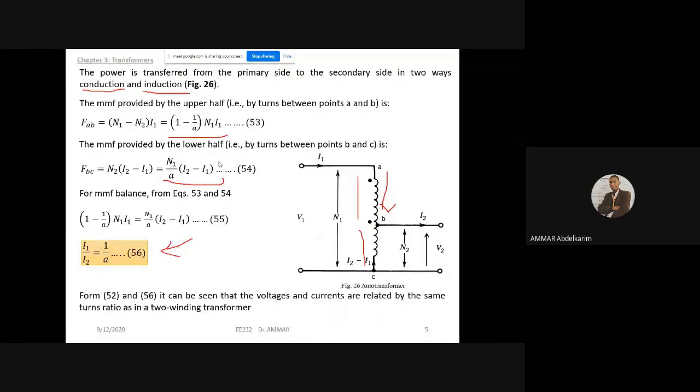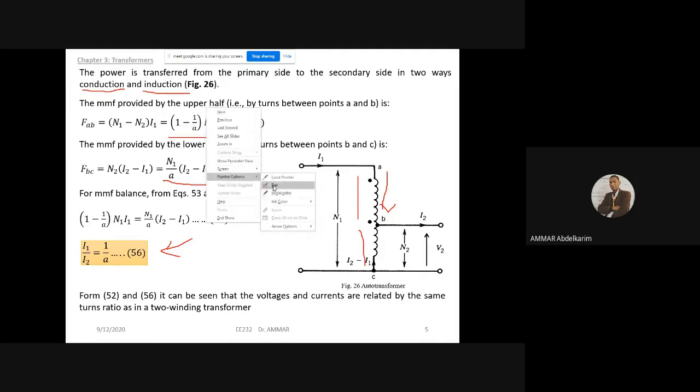So we said in the autotransformer, the power will be transferred from the primary to the secondary in two ways, by conduction and by induction. In the normal two-winding transformer, the power is transferred only by induction, by Faraday's law, by the flux. We don't have a connection between the primary and the secondary, but here the primary and the secondary are connected to each other. That's why the power will be transferred by induction and also by conduction.